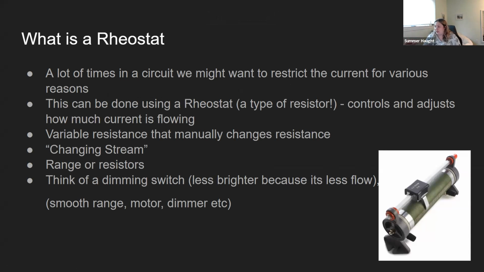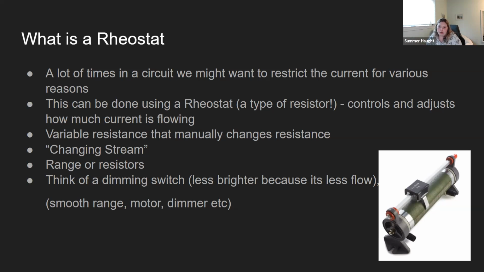I always try to add a picture because it's nice to visualize what we're talking about. When talking about circuits, in some situations there might be times where you need or want to restrict the current, and we'll talk about these reasons in a minute. That's the point of a rheostat. A rheostat, which is ultimately just a type of variable resistor, is able to control and adjust how much current is flowing through a circuit. It does this by manually changing resistance.